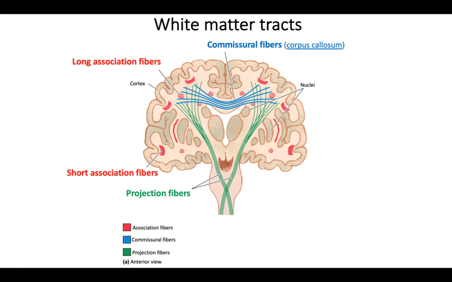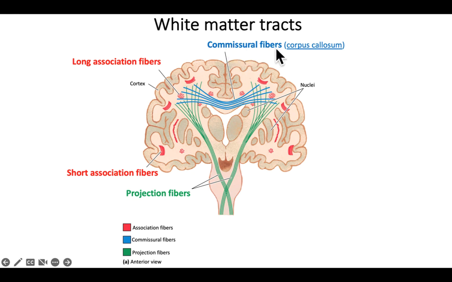Association is within a hemisphere. So these red ones are sending signals within the same hemisphere, but just different parts of that same hemisphere. And then commissural fiber tracts send signals between the two hemispheres. And there's a big tract right here. Notice that signals from the right and left can cross at what's called the corpus callosum. That's a really important white matter tract attaching the two hemispheres. So it's a commissural fiber tract.